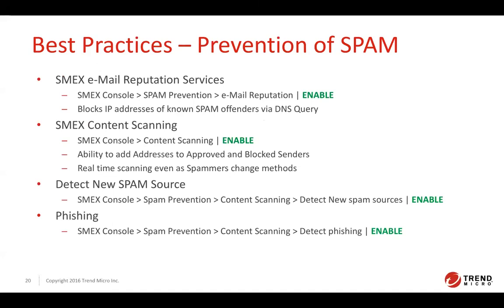A little bit about spam and our best practices recommendations for that. ScanMail has within it email reputation services. You can find it in the spam prevention category of the interface. Just make sure you enable email reputation, and that'll block IP addresses of the known spammers via DNS query. So that's a good one to have on by default, because it will filter all the junk up front. Even if you have something out at the gateway, it doesn't hurt to turn this on too in case something is missed or the service is down. So it's a real nice feature to have implemented.